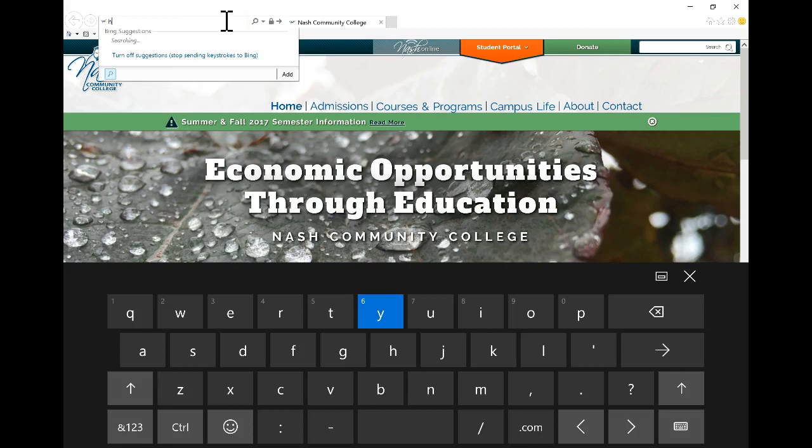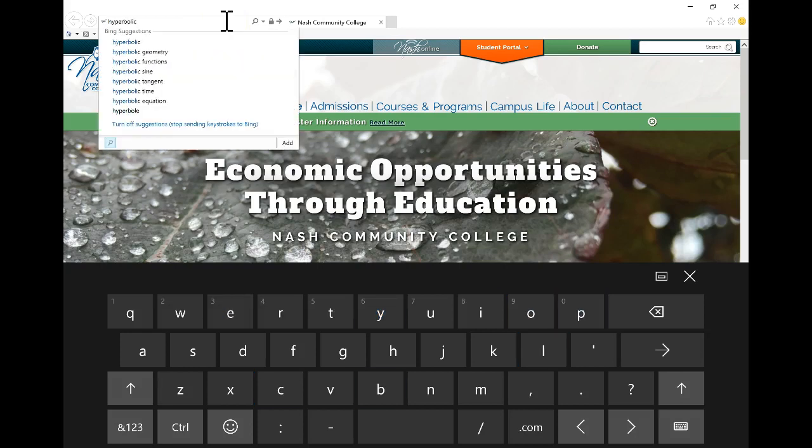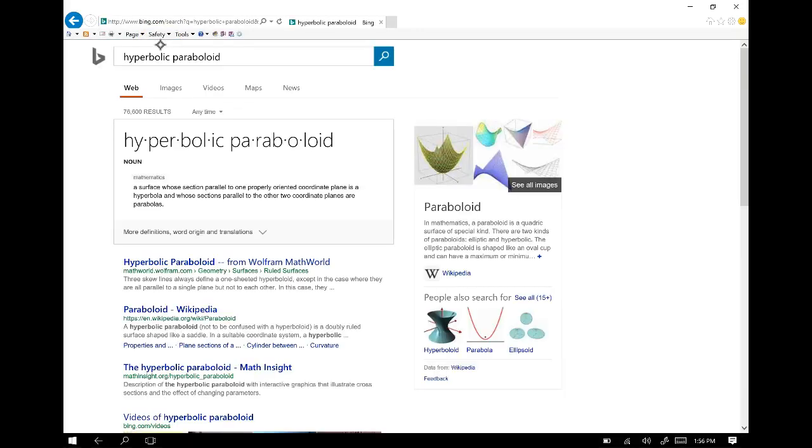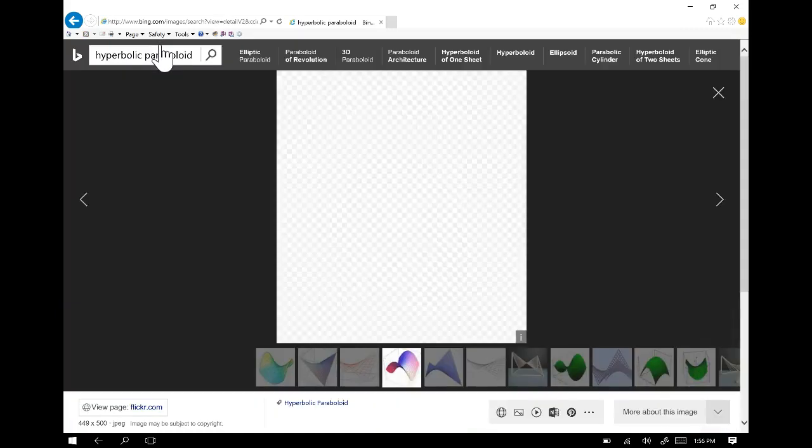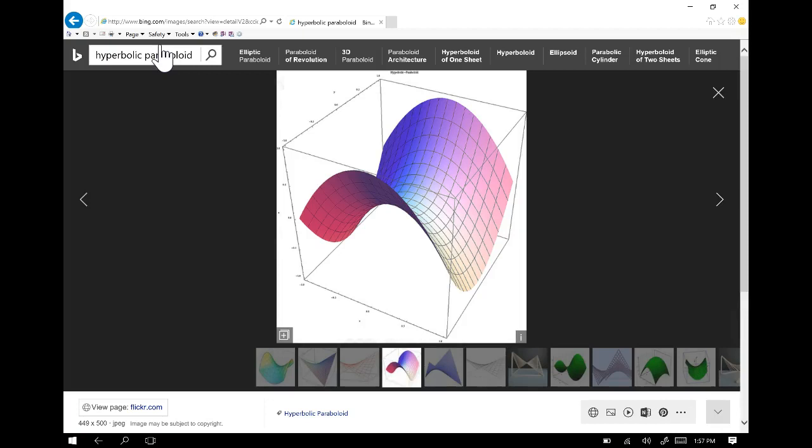I use the Internet Explorer. It was the first thing I saw. I like that one. It technically goes forever in both directions.